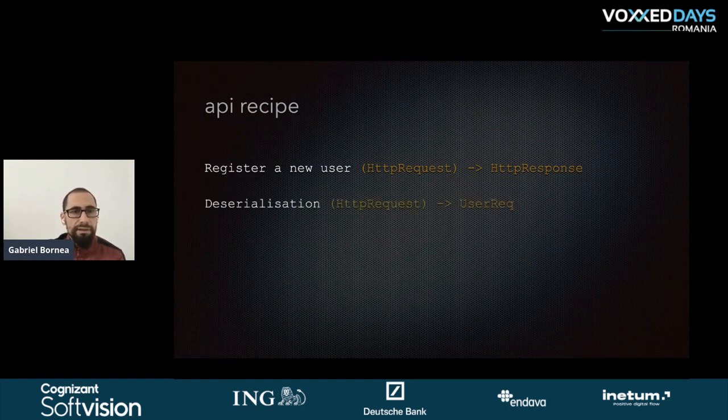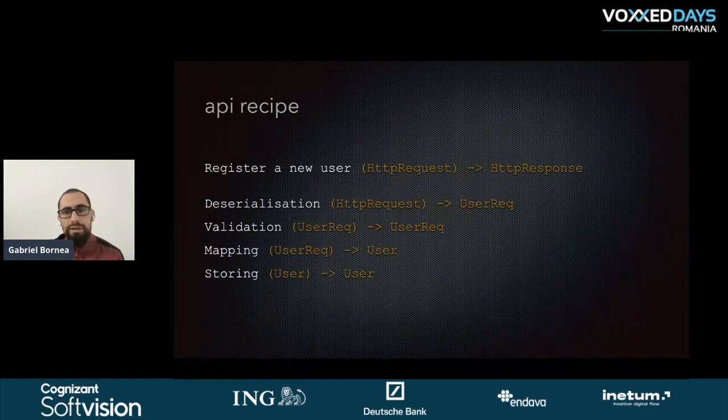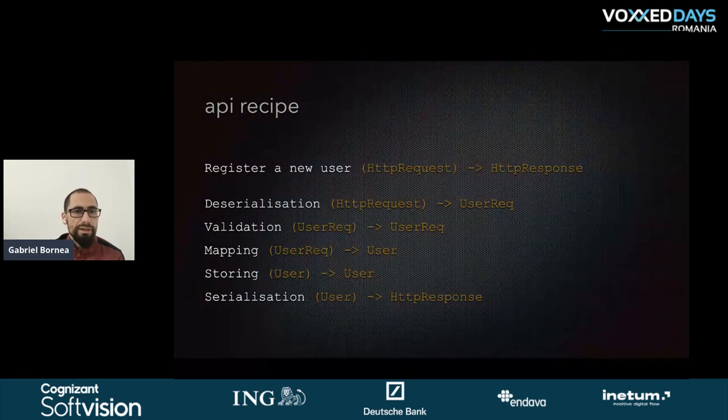We have to deserialize, we have to do maybe some validation on the input, and probably we'll have to map from a data transfer object to a domain object. Then we have to insert it into our database, doesn't matter what database it is. And the last step would be to take the inserted data and give it back to the client in a way that the client can understand it.